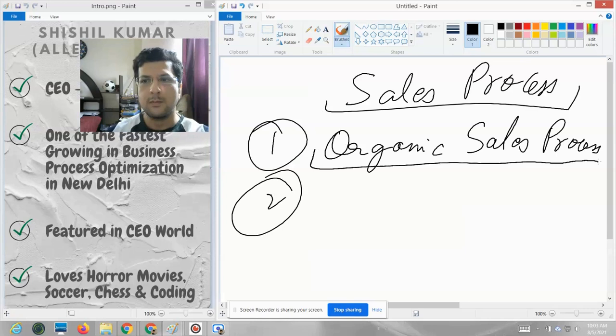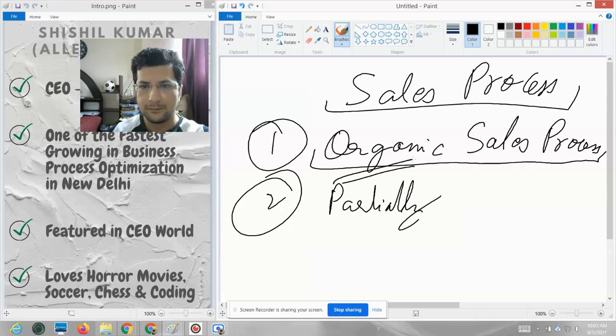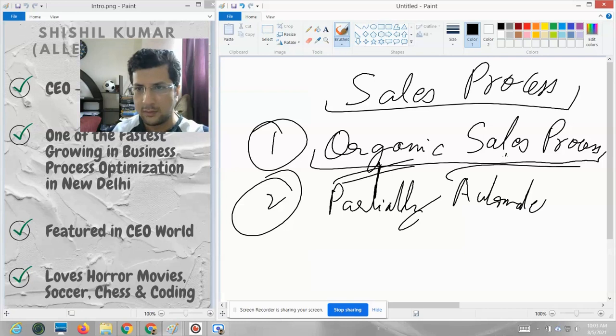Phase number two. Once you have perfected this organic sales process, the second phase is where you start automating the sales process. You don't automate the entire sales process right away. Many people make the mistake of doing that, and they run into a lot of frustration and have to invest a lot of energy and time. If you do it systematically, the right way is to partially automate.